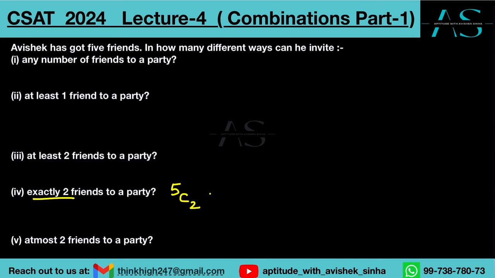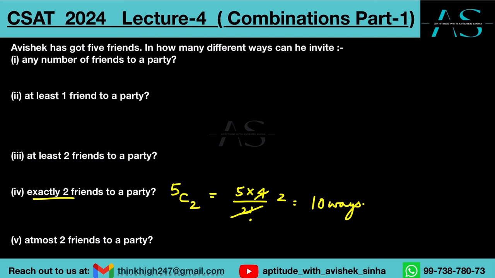Out of 5 friends that I have, I'm inviting exactly 2. 5C2. And how do we break 5C2? 5 into 4 by 2 factorial, 10 ways. 10 ways for this question, that is 4th number. Now, let's talk about at least one.